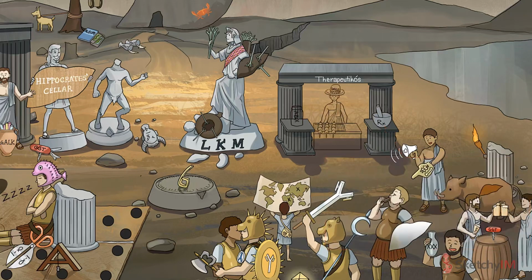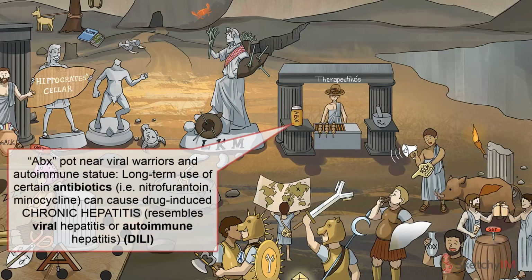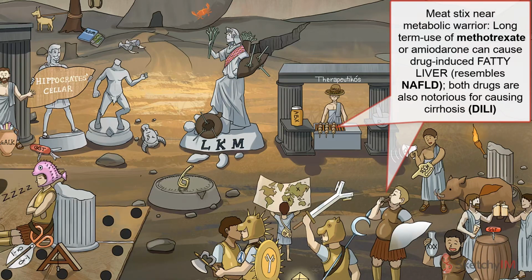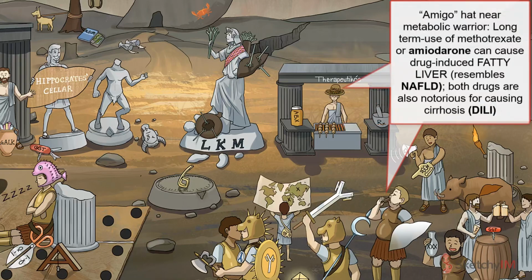Drug-induced chronic hepatitis often mimics chronic viral hepatitis. In some cases, autoantibodies are positive, similar to autoimmune hepatitis. The antibiotics nitrofurantoin and minocycline are known causes of this type of liver injury. The fatty liver phenotype most closely resembles non-alcoholic fatty liver disease. Methotrexate and amiodarone can both cause this type of liver injury. Both drugs are also notorious for causing fibrosis and even cirrhosis.